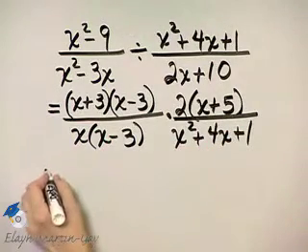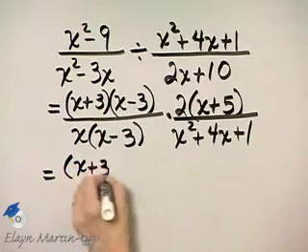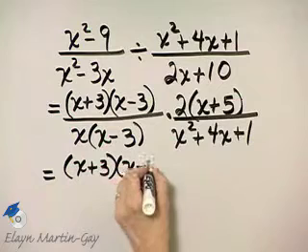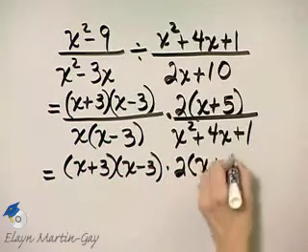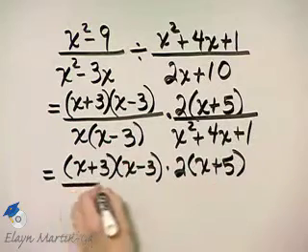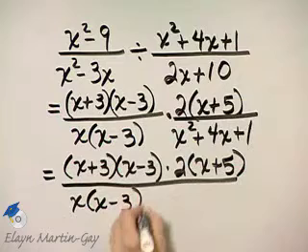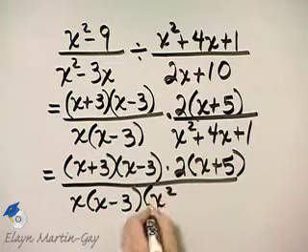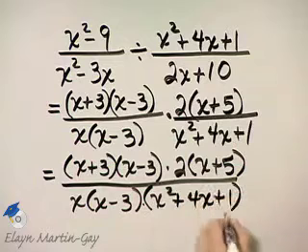And so now let's multiply. It is numerator times numerator, all over denominator times denominator. x squared plus 4x plus 1.